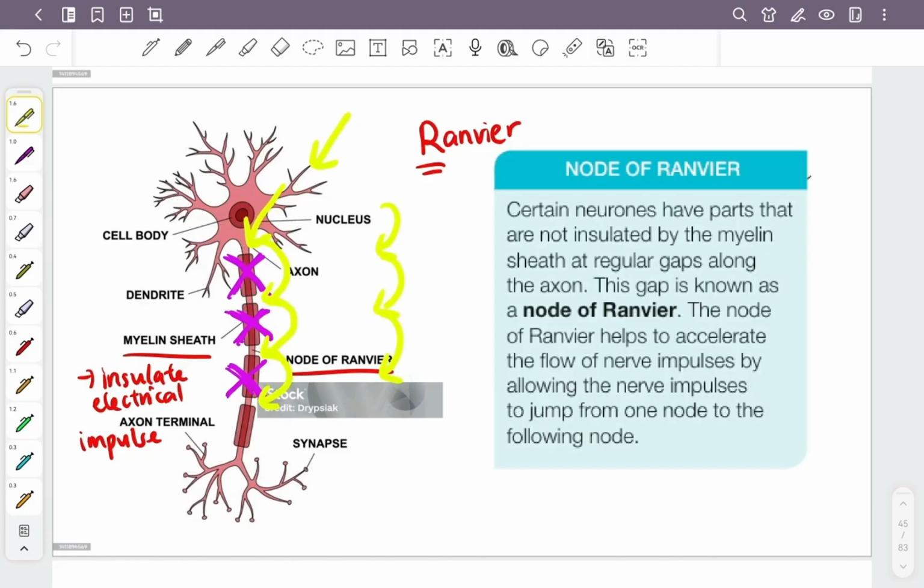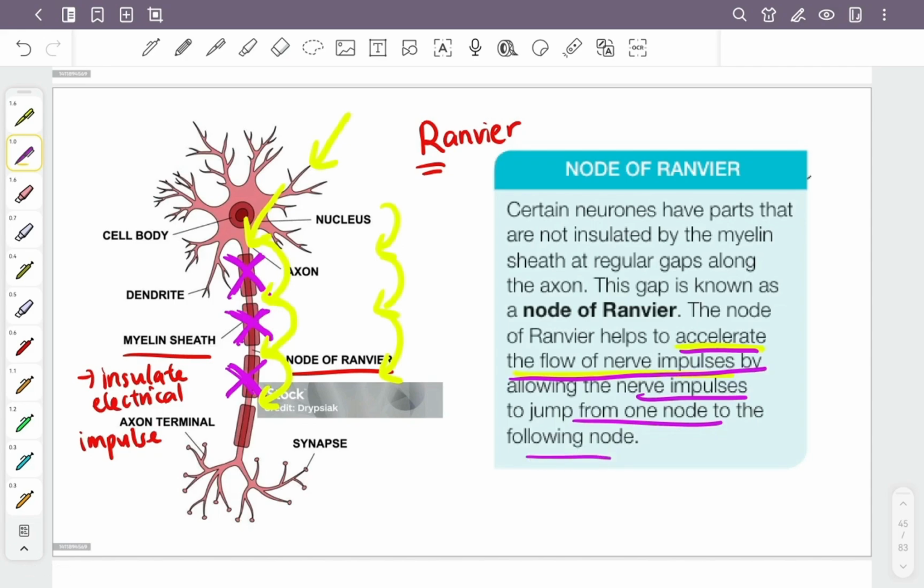So what is the benefit of doing so? It accelerates the flow of nerve impulses. Okay, so that we can carry out very rapid response. Understand? It speeds up the transmission of nerve impulses. So you need to take notes of this. Accelerate the flow of nerve impulses, allowing the nerve impulses to jump from one knot to another knot. So it speeds up the process.